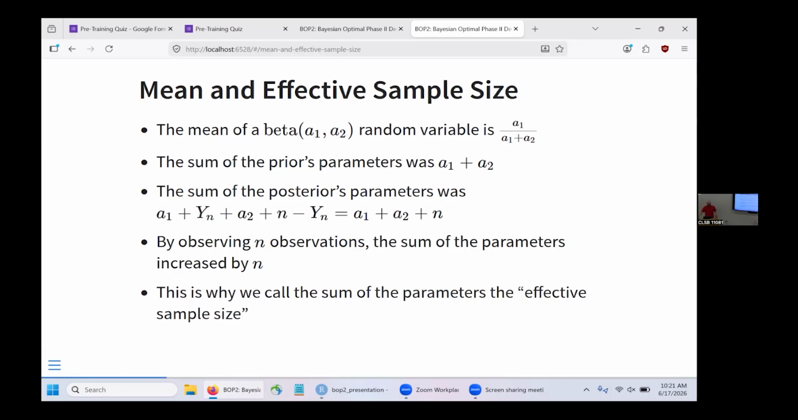Like I said, this is going to come up again, so I'm going to pause here. Are there any questions at all about this concept of effective sample size? Okay, stop me. I should have said this earlier, but please stop me if anyone has any questions.